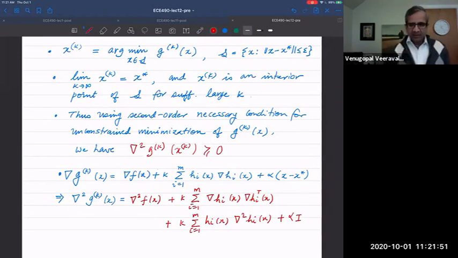Okay, so that's the Hessian of g_k. And the constraint is that the Hessian has to be positive semi-definite for a large enough k.